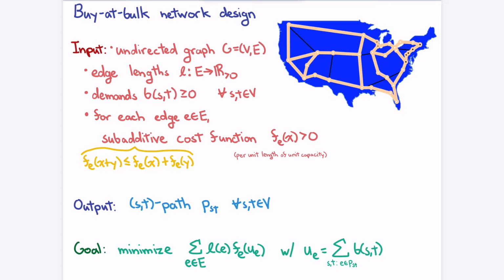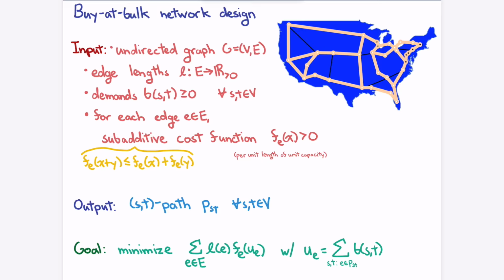It'll be monotonically increasing. If you need more capacity along this edge, you have to pay more. But it's possible that the cost goes down a little bit. Okay, it's subadditive. I mean, we want to solve the most general possible problem.